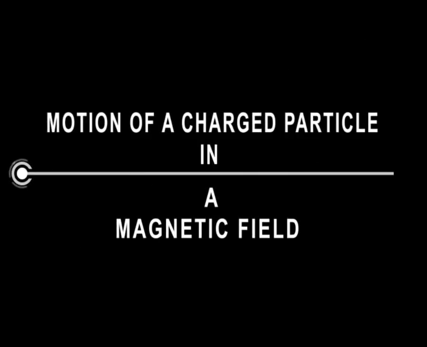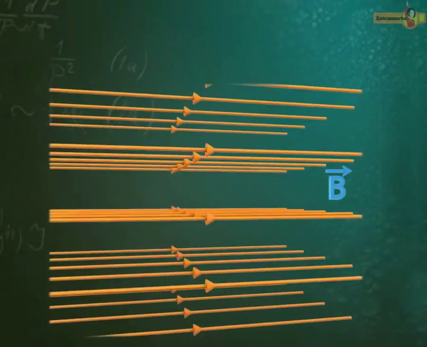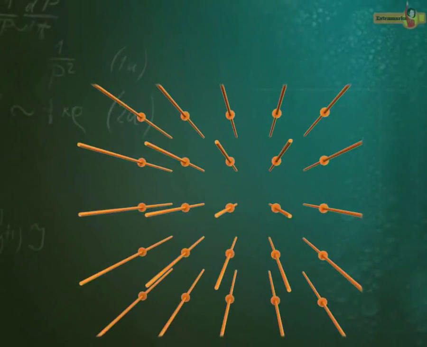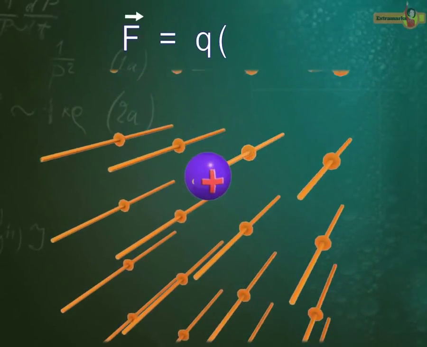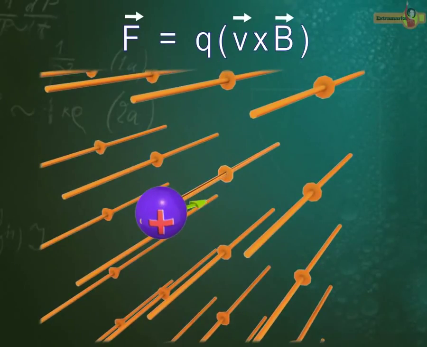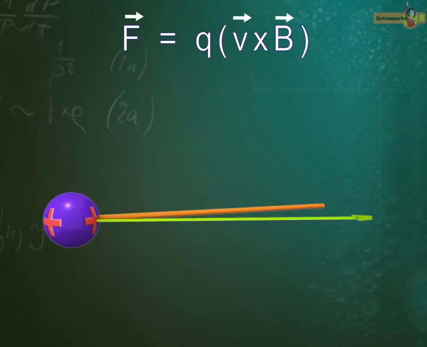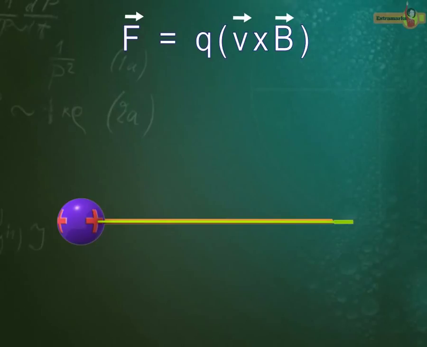Motion of a charged particle in a magnetic field. Consider a positive charge Q moving in a uniform magnetic field B. It will experience a force called Lorentz force, given by F equal to Q into V cross B. This force changes the direction of motion of the charged particle.